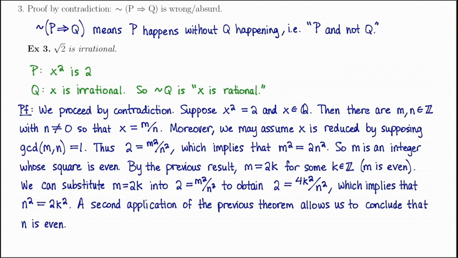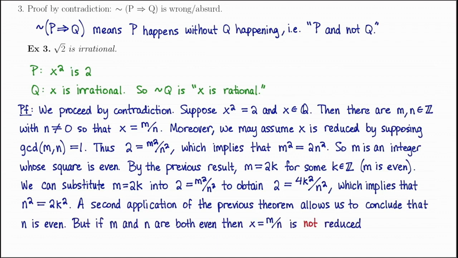Yet, along the way, we've discovered that m is even, and now n is even, which means that their greatest common divisor can't be 1 because 2 is an even greater common divisor. So therefore, if m and n are both even, then our representation for x as m divided by n is not in reduced form, and this is a contradiction. Therefore, x cannot be written as a ratio of integers, so therefore, x is not a rational number.